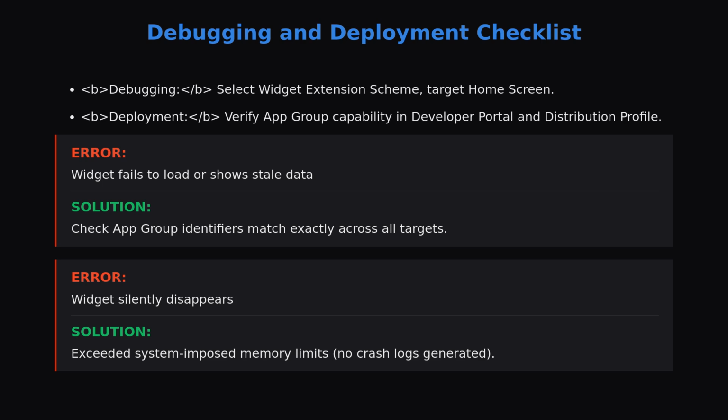Debugging widgets requires attaching the debugger specifically to the widget extension process, which operates independently of the main application. In Xcode, select the widget extension scheme and choose the home screen as the execution target. Common runtime failures often stem from mismatched app group identifiers between the targets or incorrect timeline generation, leading to stale data presentation. During deployment, verify that the app group capability is correctly configured and provisioned in the Apple Developer Portal. Ensure this capability is included in your distribution profile.